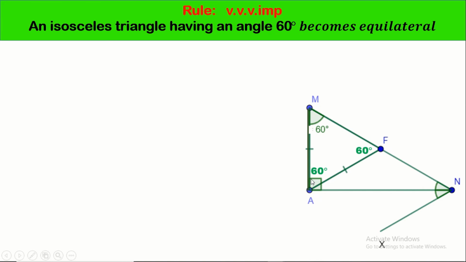But note that we have given that the angle MAN is equal to 90 degrees.